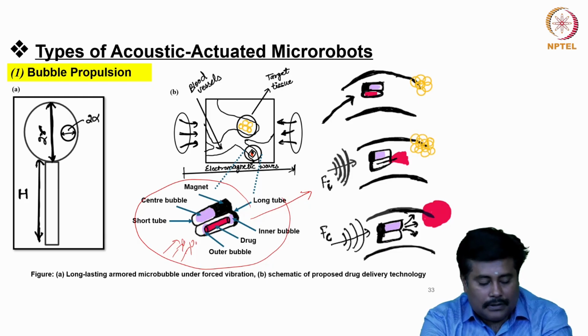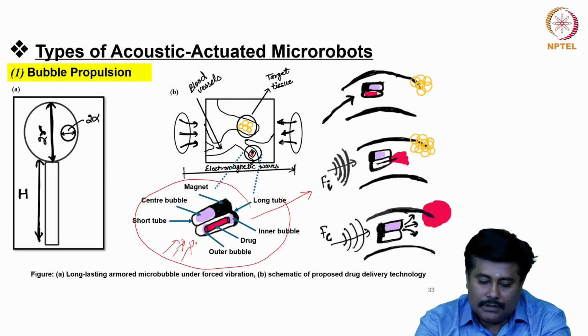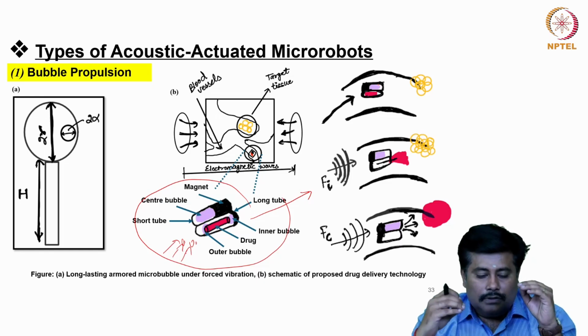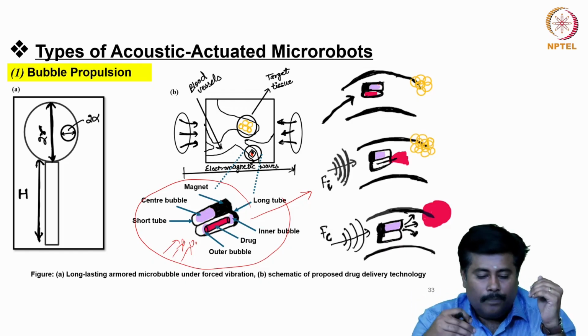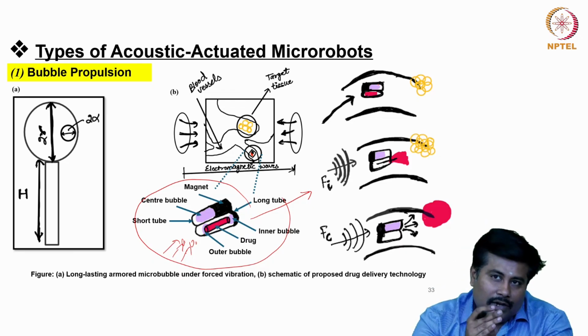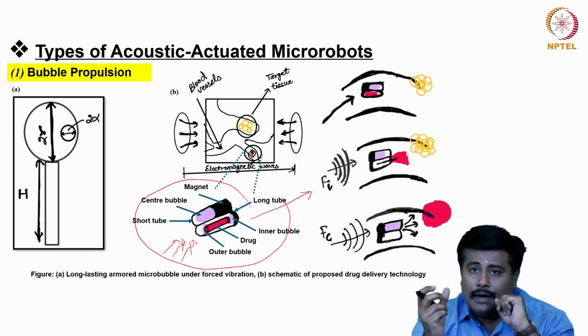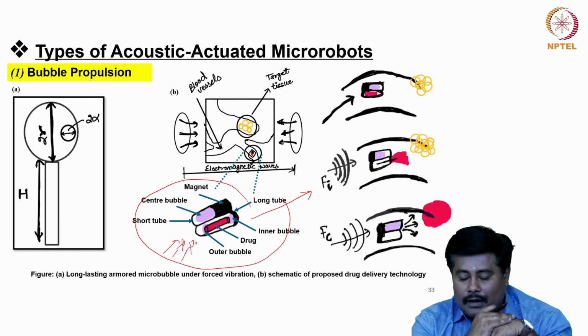As far as these bubble propulsions are concerned, it has a long-lasting armored microbubble under a forced vibration. Let us consider this structure. It comprises two different tubes, one a short tube and another a long tube. There are two bubbles: one is a center bubble in the short tube and there is an inner bubble along the long tube. A magnet is also placed in such a way that whenever there is a deviation, or whenever precise control needs to be implemented in order to cater the propulsion appropriately, magnetic fields are applied and electromagnetic waves are deployed.